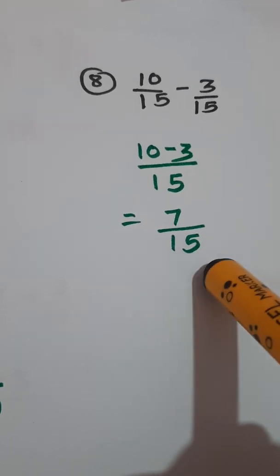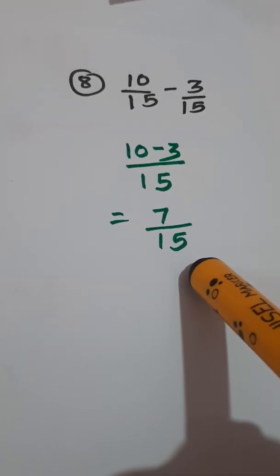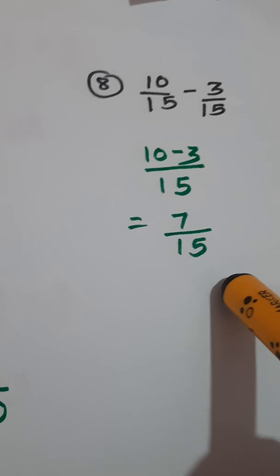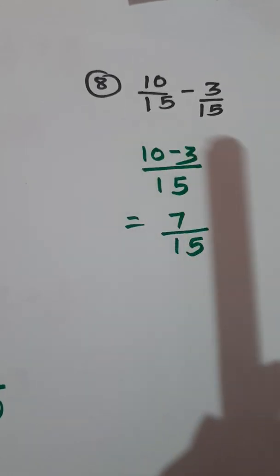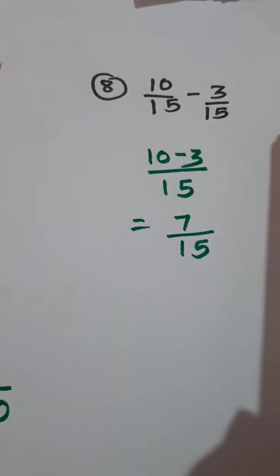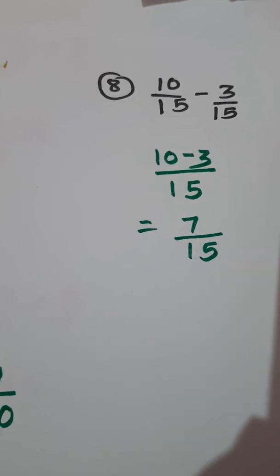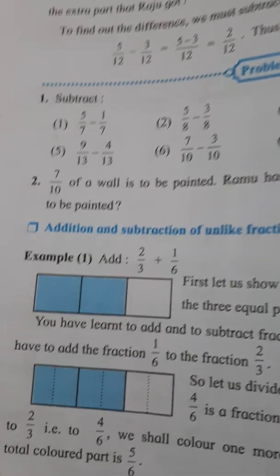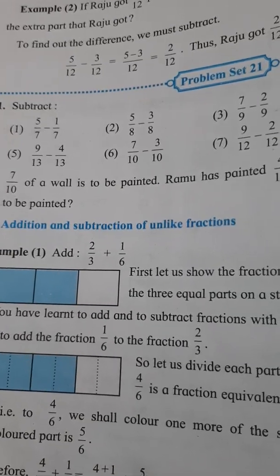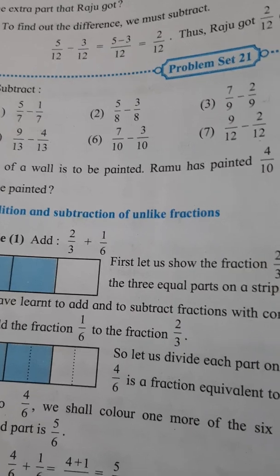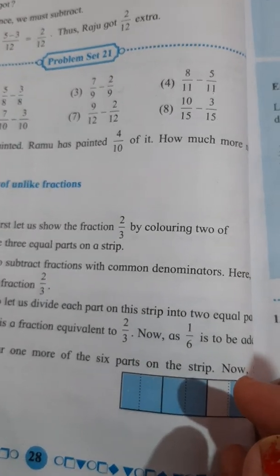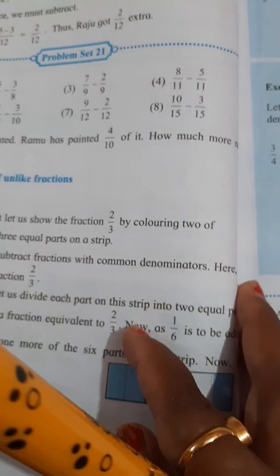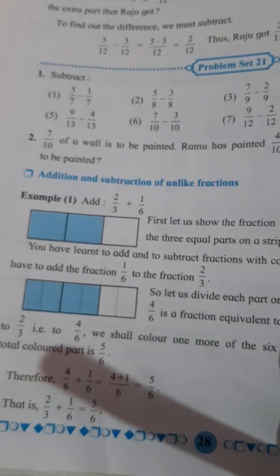This is the simple addition and subtraction of the like fractions. Only do the operations at numerators and give the same denominator. Now we'll see the word problem of this practice set. First I will read the problem. 7 upon 10 of a wall is to be painted. Ramu has painted 4 upon 10 of it. How much more needs to be painted?